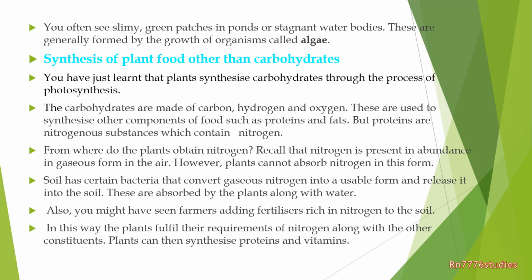How is plant food other than carbohydrates synthesized? Previously carbohydrates were formed, so let us see now how. You have just learned that plants synthesize carbohydrates through the process of photosynthesis. The carbohydrates are made up of carbon, hydrogen and oxygen, as we saw during photosynthesis.